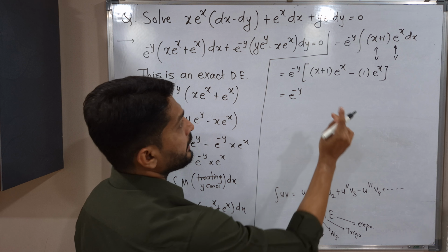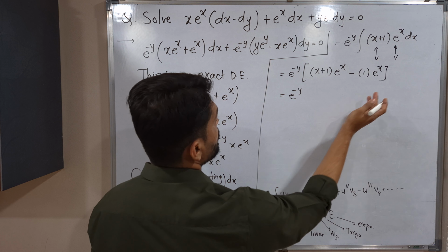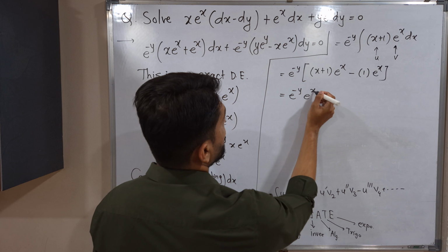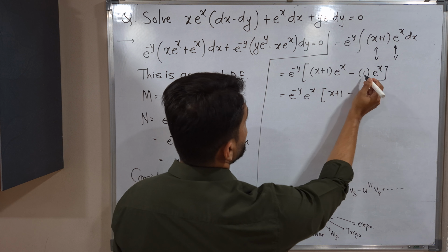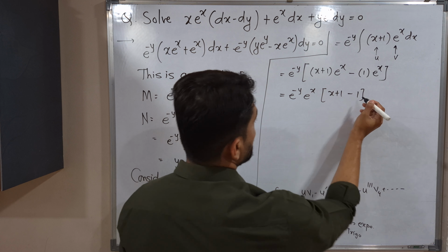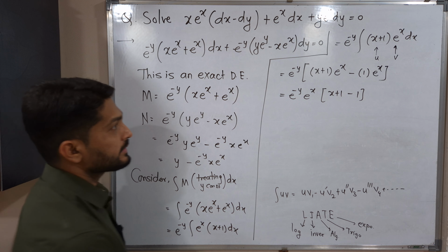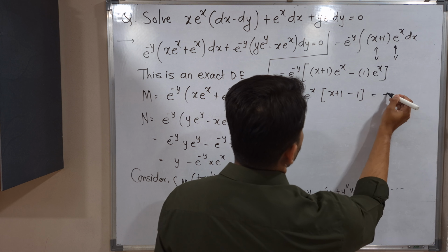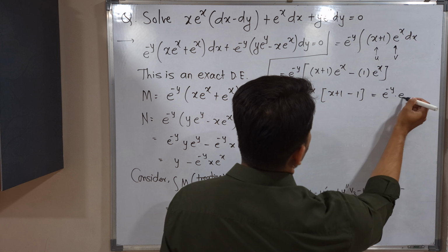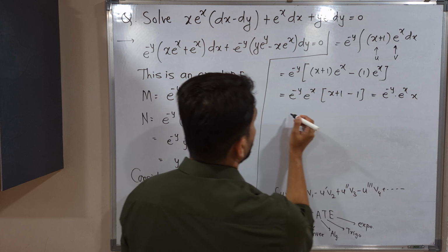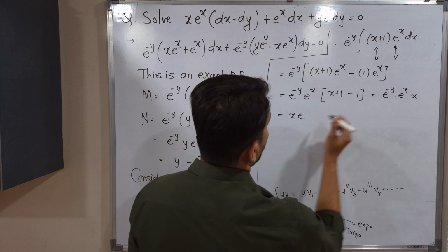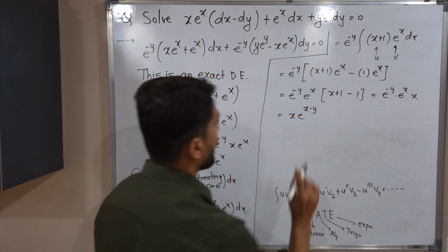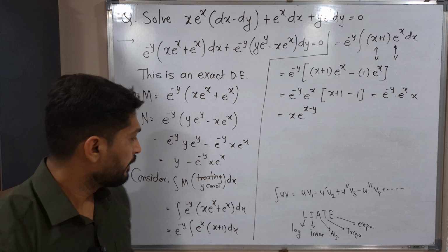Did you notice one thing? e raised to x we have got. So let us take e raised to x common. We are having a bracket here, x plus 1 minus 1. So plus 1 minus 1 will get cancelled. And this is e raised to minus y into e raised to x times x. So it is better to write x e raised to, base is same, you can add powers, x minus y. So finally we got the value of the first integral.